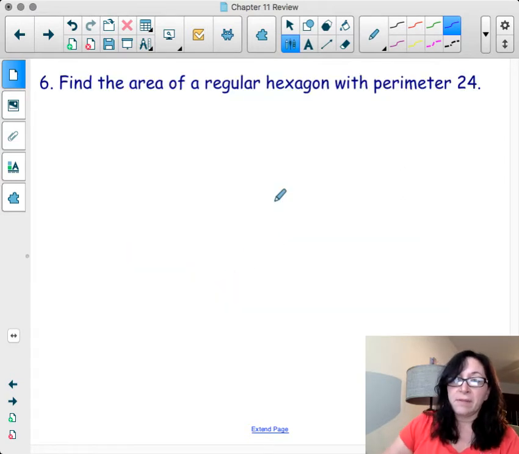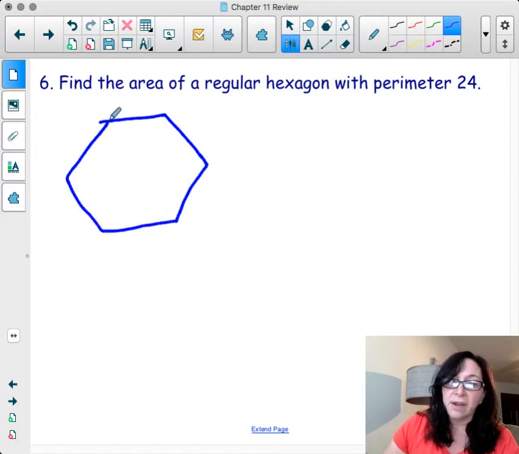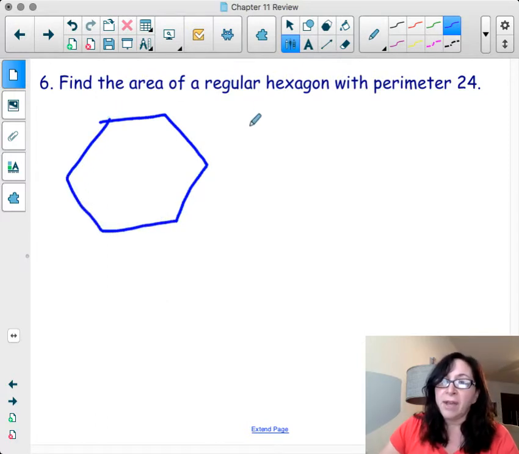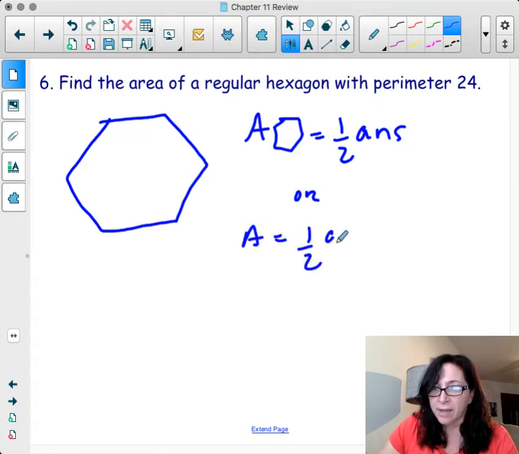Alrighty. Let's see. Find the area of a regular hexagon that has a perimeter of 24. Hexagon. So 1, 2, 3, 4, 5, 6-sided shape. Area of a hexagon or area of any polygon, we have 2 formulas for that. It's 1/2 a n s, or we have the area equals 1/2 a times P.